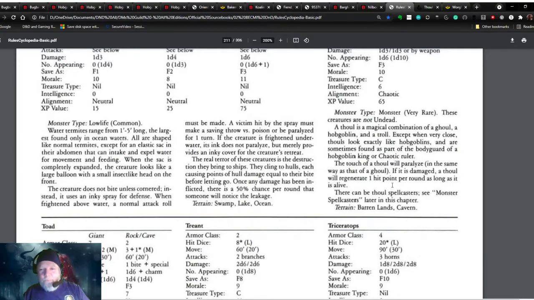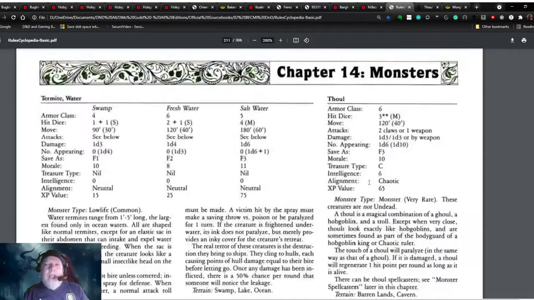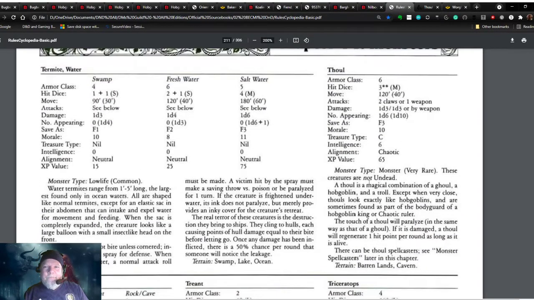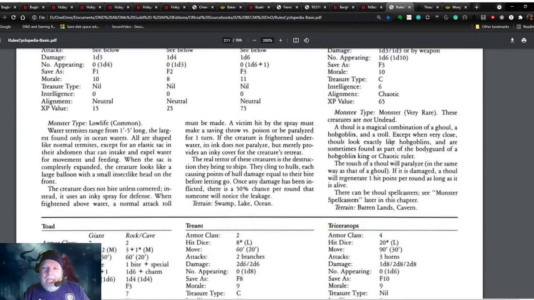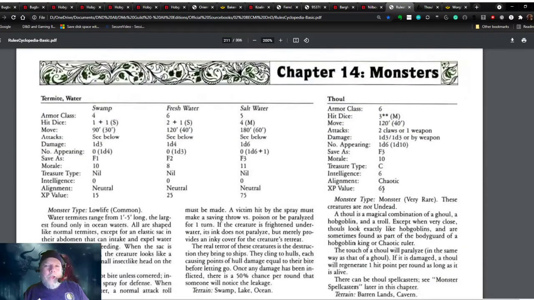The touch of a Thule will paralyze in the same way that the touch of a ghoul will, and if it's damaged, a Thule will regenerate 1 hit point per round as long as it's alive, because it has a cross with a troll. Now, remember how I said that some goblinoids are the result of wizard meddling? Exhibit A, right here. Tell me how this is the result of anything other than some super powerful wizard meddling with things that probably are best left alone.